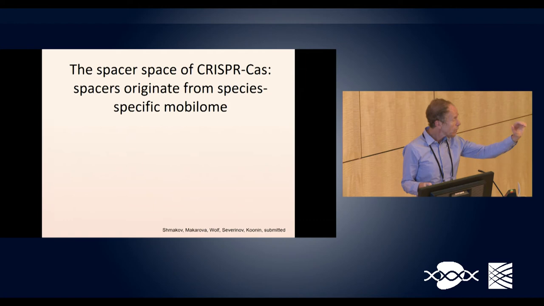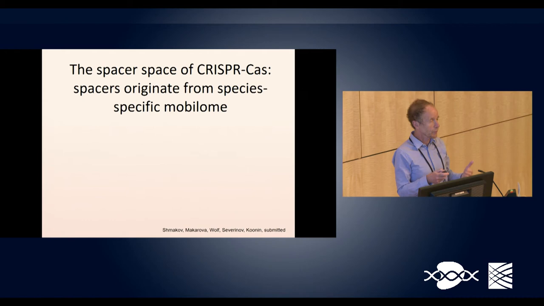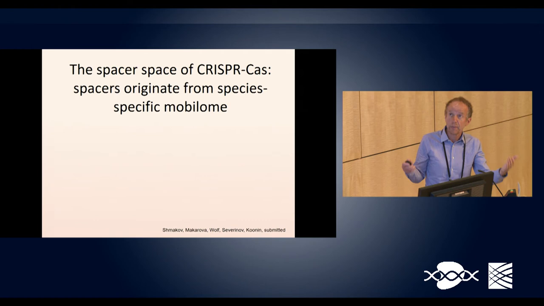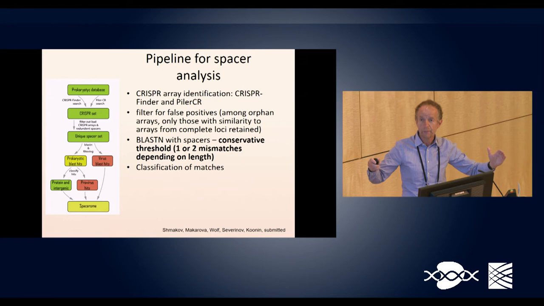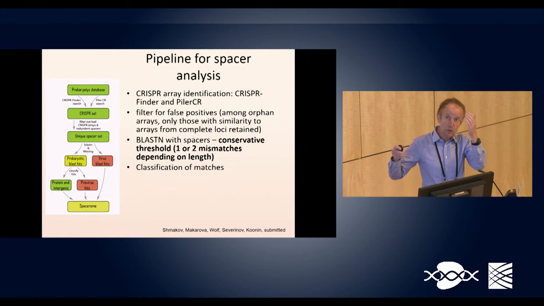And now I want to switch gears more seriously. From the Cas genes and their origins and the perturbations of their evolution, I want to speak about the spacer space of the CRISPR-Cas system. And my conclusion will be that actually all or nearly all spacers also come from a species-specific set of the mobile elements, what we call the mobilome for short. Also, at some point a few months ago, we decided that we really need to dissect the spacer space. And what do you do when you want to do this? In computational biology, you construct a pipeline.